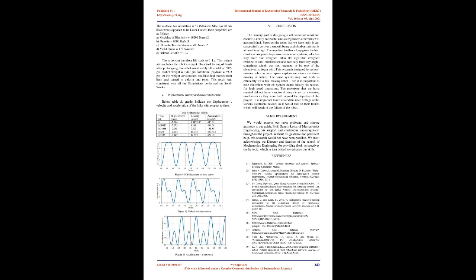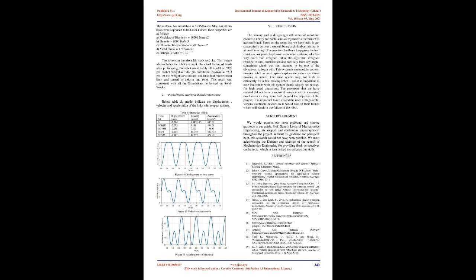On actual testing of limits after prototyping, the robot could safely lift a total of 5,892 gm. Robot weight equals 1969 gm. Additional payload equals 3,923 gm. At this weight, servo motors and links had reached their limit and started to deform and twist. This result was consistent with all the simulations performed on SolidWorks.